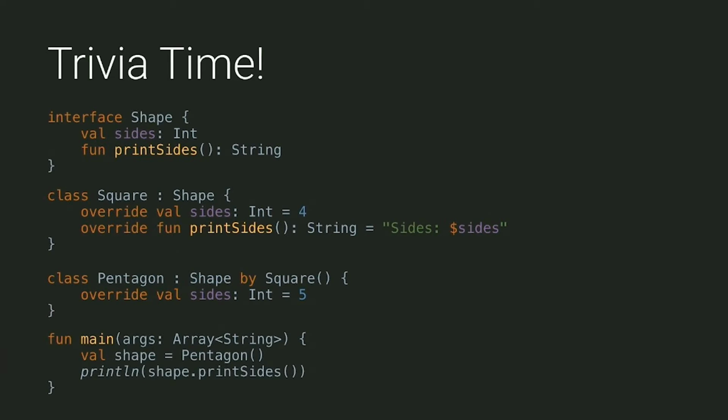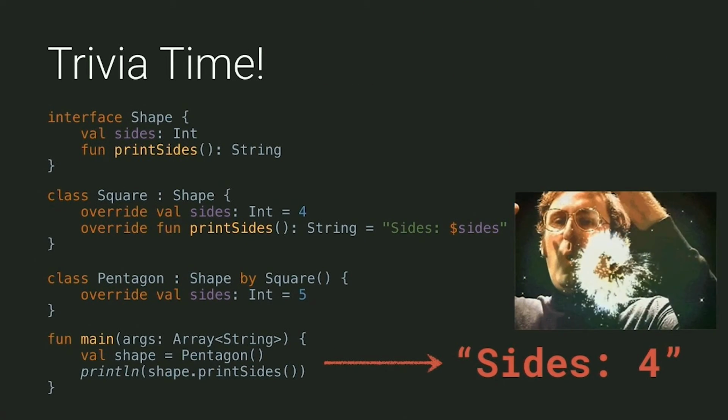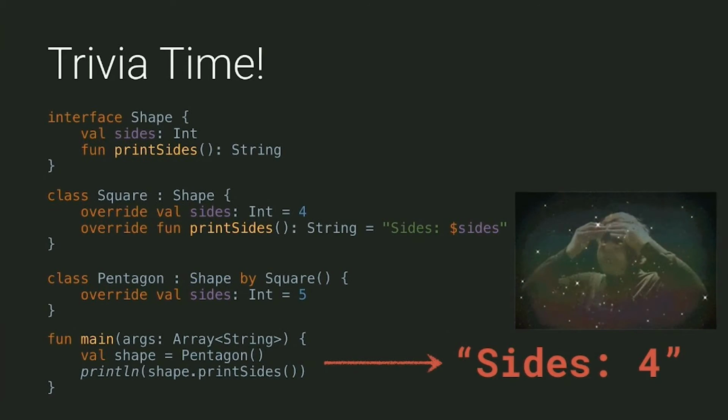Now we create our main, create an instance of Pentagon, and we print the result of calling shape.printSize on a Pentagon object. Question: what is going to be printed? 4. Anybody says 5? The GIF is probably not correct then, but yeah, it's 4.